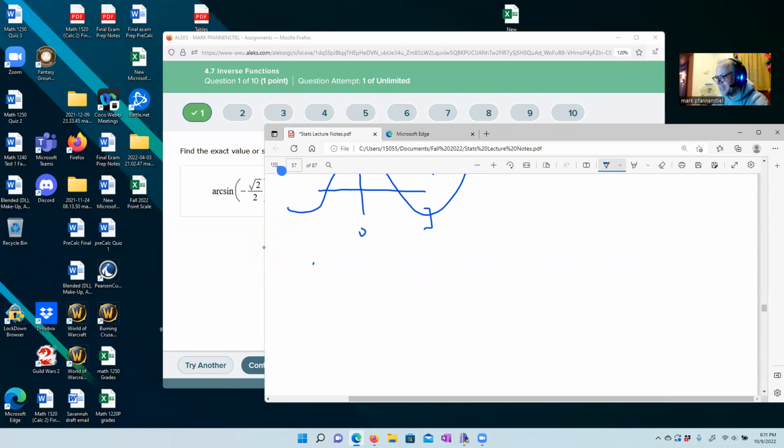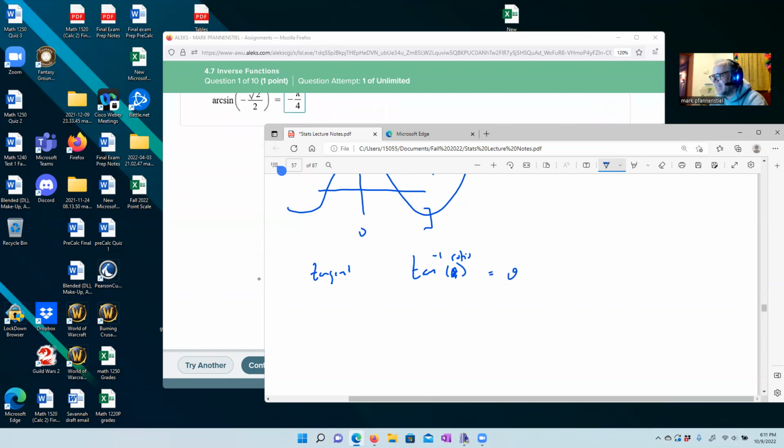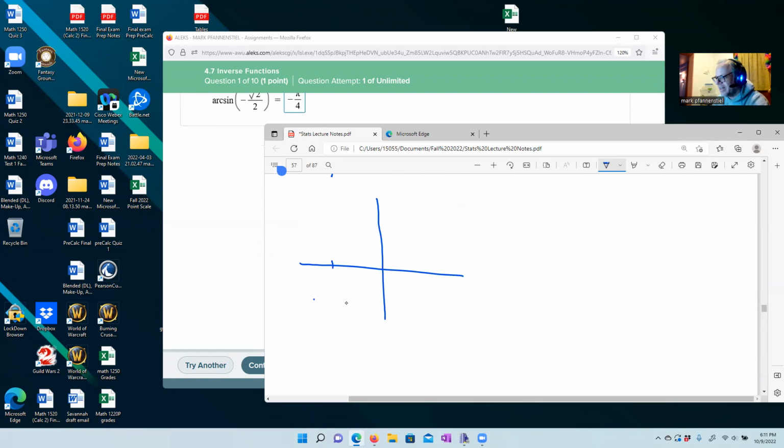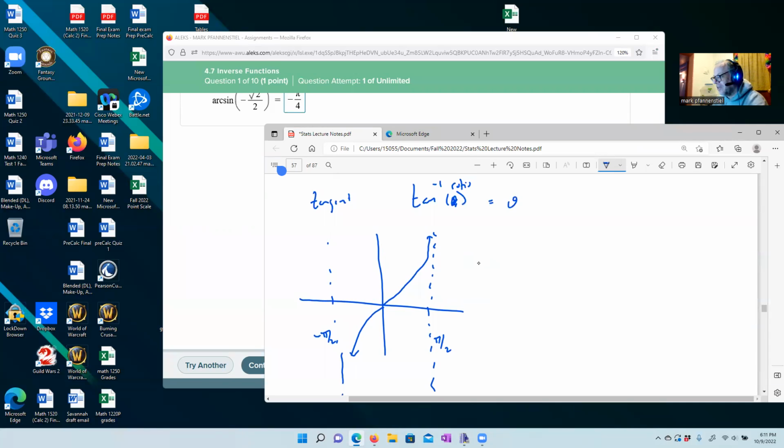Okay, what about tangent? Tangent is actually one of the coolest ones of all. Tangent inverse of a ratio gives us back an angle. What's the graph of tangent look like? The graph of tangent looks like -pi/2 to pi/2. Kind of looks like that cubic. Here's our vertical asymptote. Okay, so the inverse tangent actually goes the other direction.